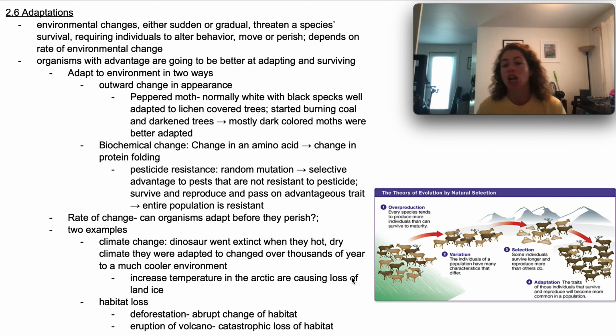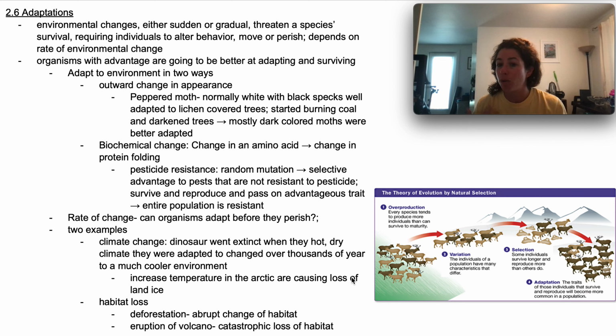The other way is biochemical change, which is just a change in an amino acid, which changes the way a protein folds. If you remember that from biology, your amino acids line up and they interact with each other to make a special shape, and that shape is what determines the protein's function. So if the shape is a little different, the protein's going to have a different function. So why are we talking about that right now when we're talking about adaptations?